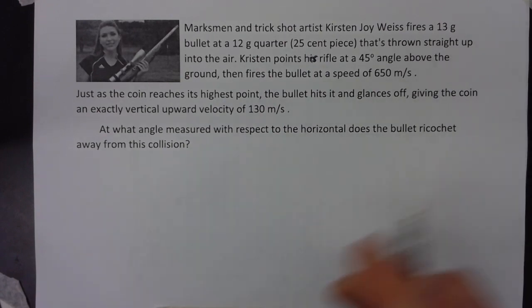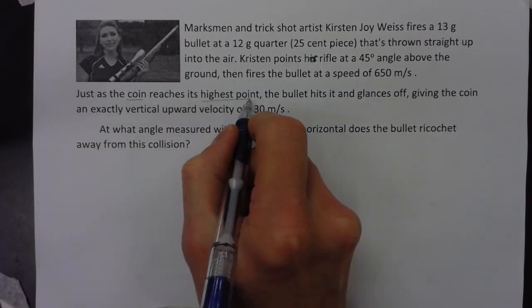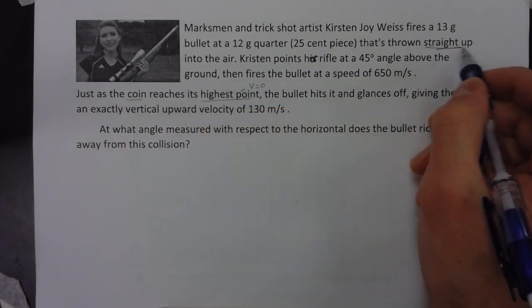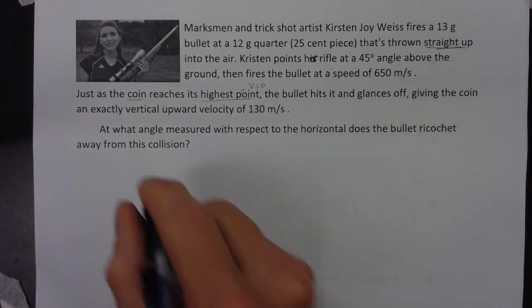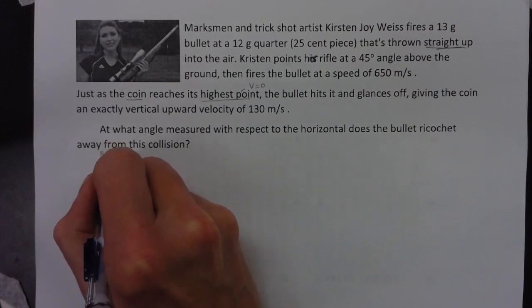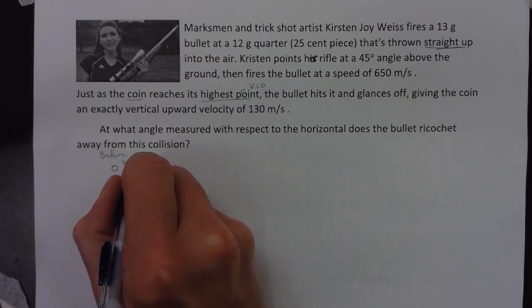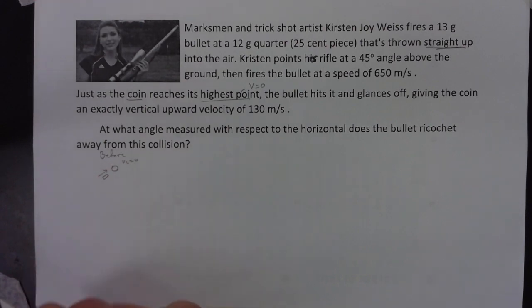Well, a good habit is to always have a before and after picture. And before is right before the event of interest, which is the collision between the bullet and the coin. So it says here that the coin is at its highest point. That is where its velocity is going to be 0 since it was tossed straight up. So there's some key information there that isn't given numerically. At that before instance, right before it's going to hit, our coin is just sitting there. Velocity of the coin is 0. And our bullet is moving that way.